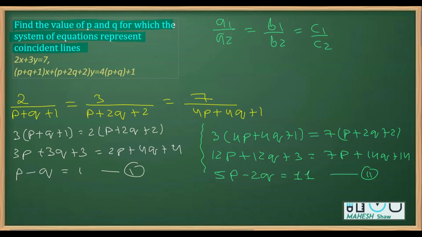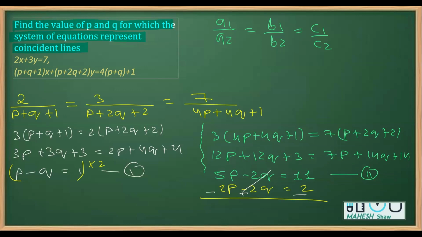Now, in order to do elimination, as you can see, I'm going to multiply this with 2, so as to equate q. We are going to eliminate. So 2 multiplied by p is what? 2p, and 2 multiplied by minus q is minus 2q, and 2 into 1 is 2. Now I will change the sign here. So this is minus, this is plus, and this is minus.